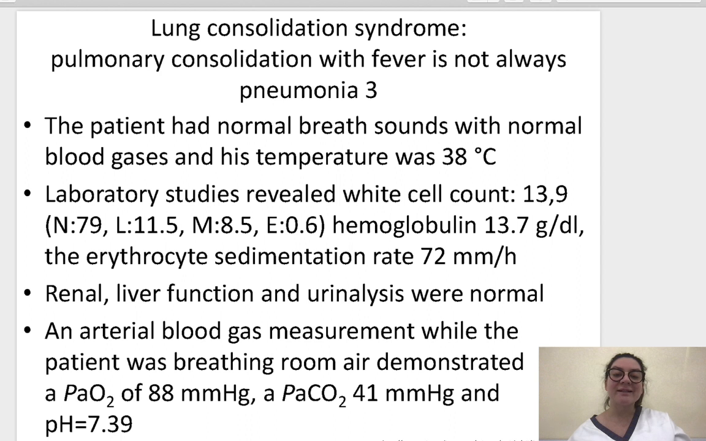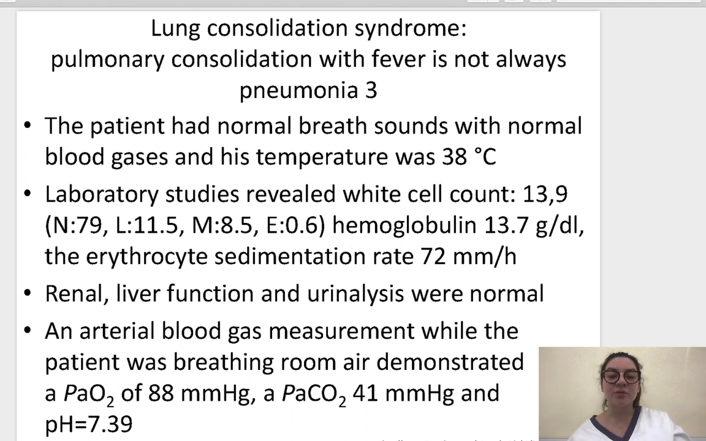Laboratory studies revealed a white cell count at a level of 19.9. Yes, a little bit elevated. Neutrophils 79, lymphocytes 11.5, monocytes 8.5, eosinophils 0.6. Yes, it is the formula of this patient. Hemoglobin is at a rate of 13.7 grams per deciliter, and erythrocyte sedimentation rate is 72 millimeters per hour. Yes, you remember the normal, this is a very significant elevation of ESR, or erythrocyte sedimentation rate. Renal, liver function and urinalysis were normal.